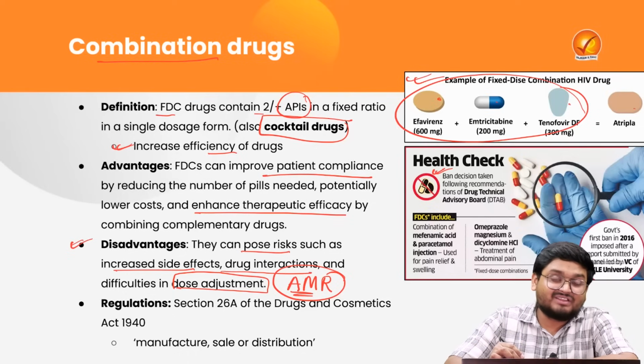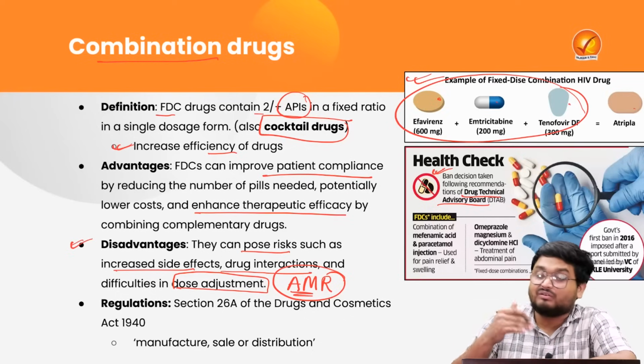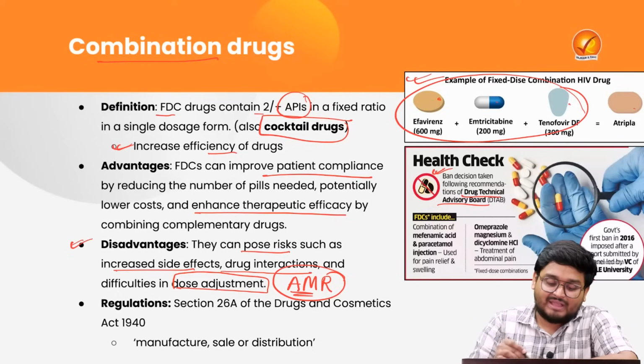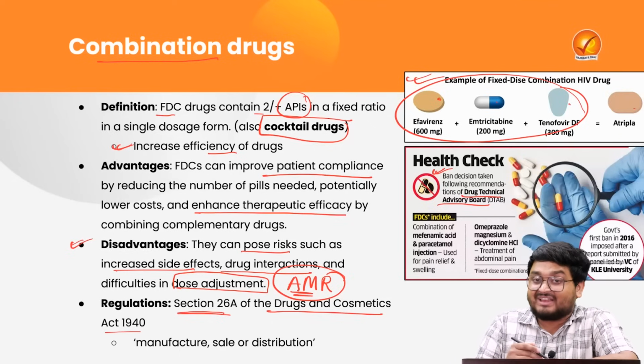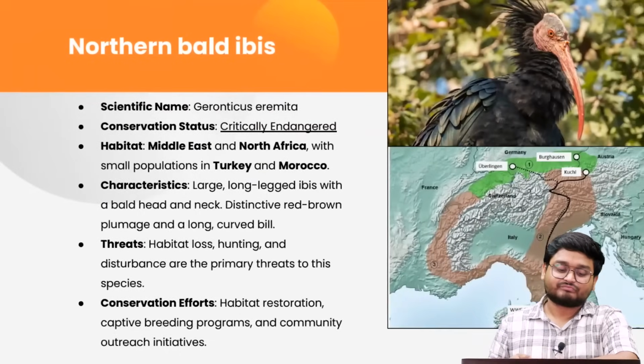So the decisions on various fixed combination drugs are generally taken by the Drug Technical Advisory Board of India, and here they have actually ordered against the use of this, and this is using Section 26A of the Drugs and Cosmetics Act 1940, which is looking into the manufacture, sale and distribution of drugs in the country.